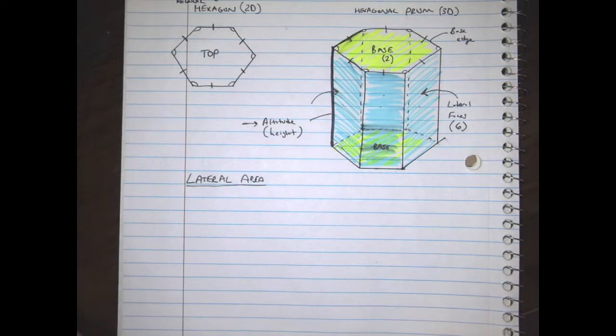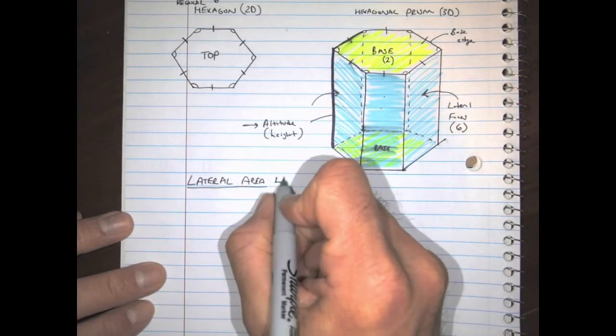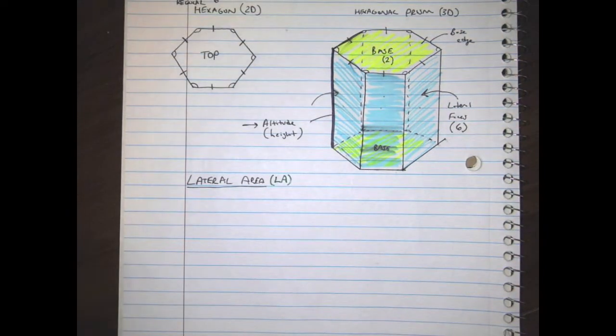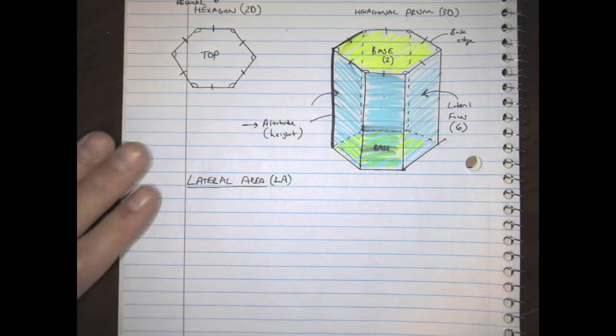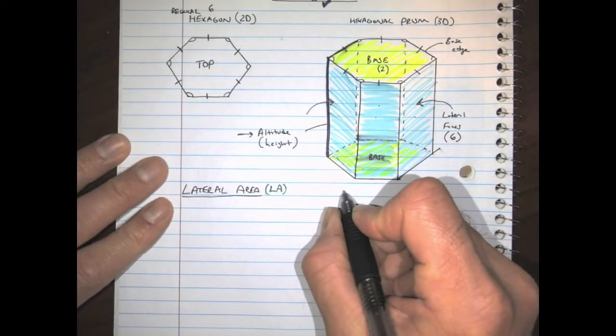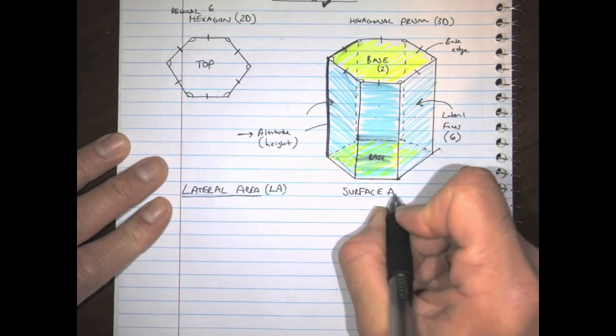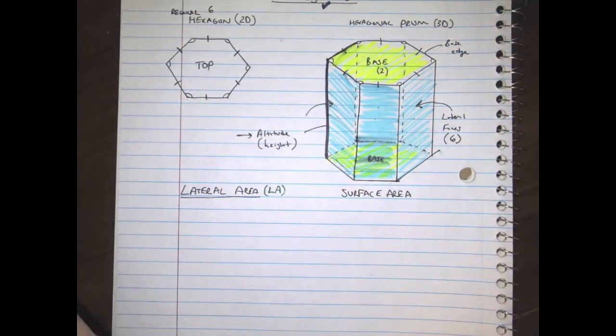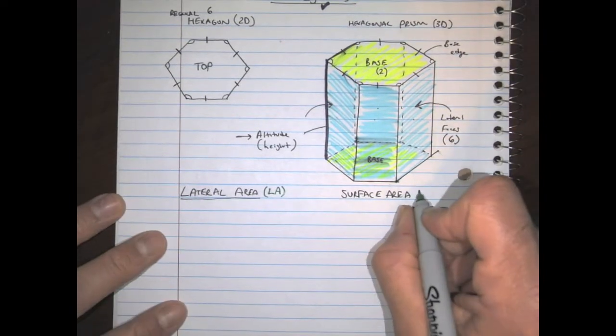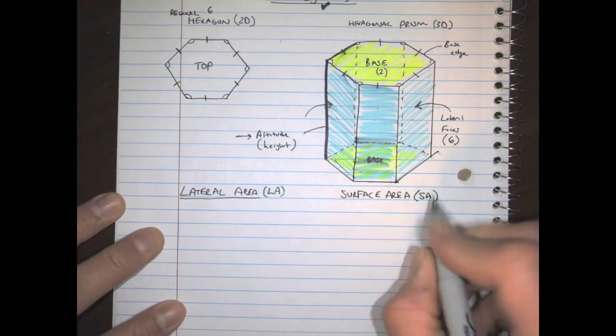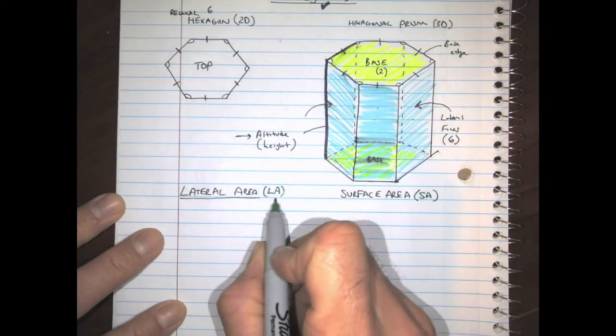And I like to abbreviate it with an LA. Just abbreviations make things short, make things go a little quicker. And the other one is called surface area. I like to abbreviate this with SA. You know, SA, surface area, LA, lateral area.